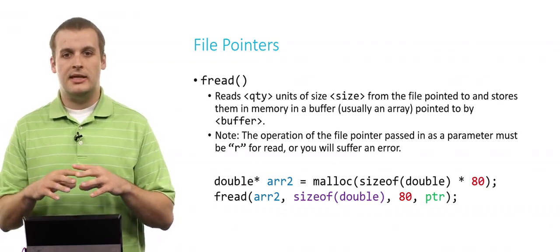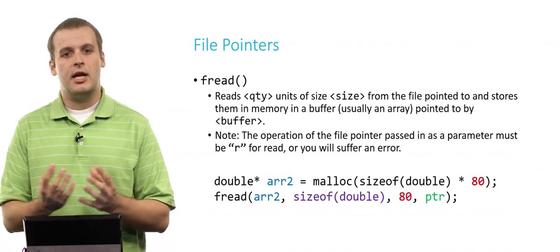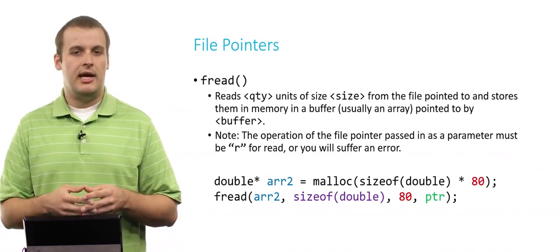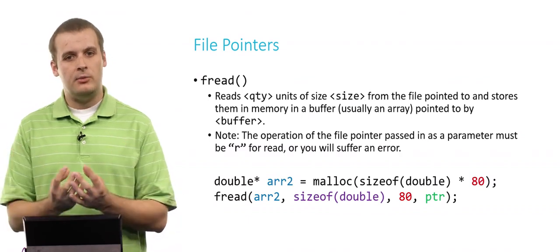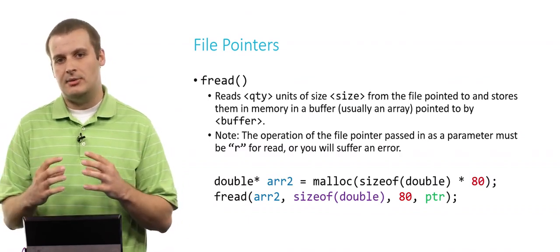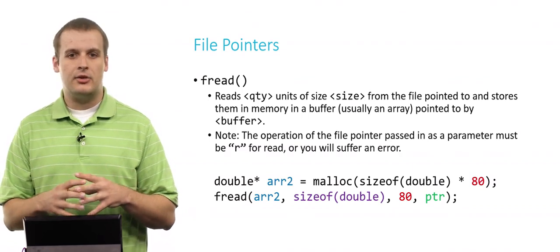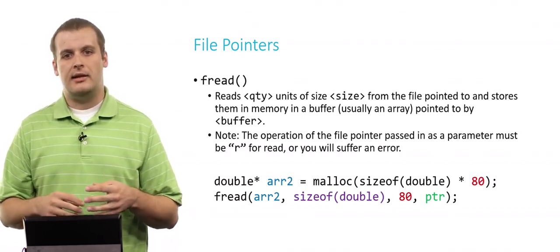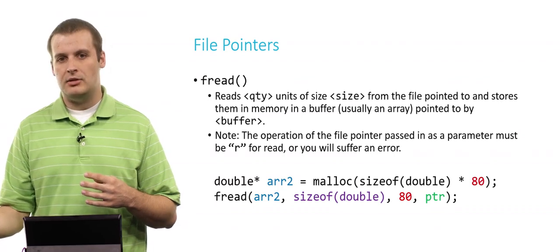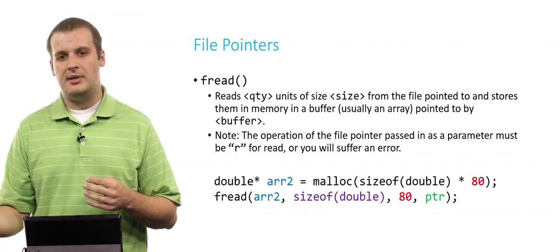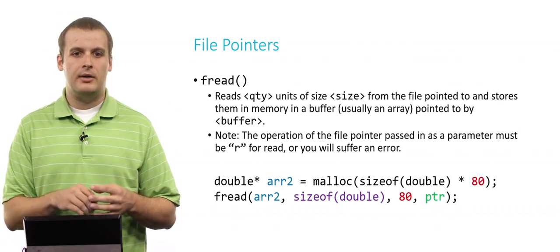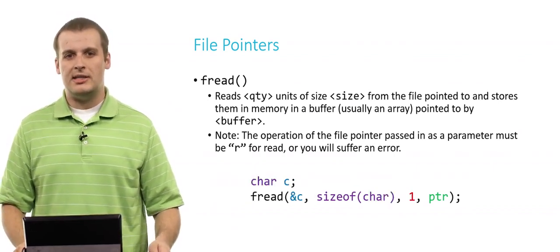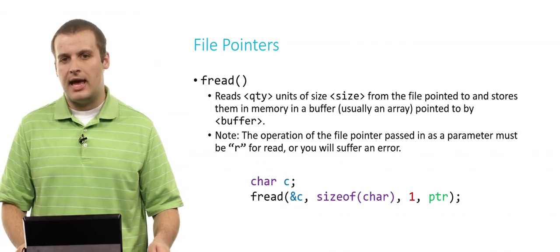It still is, in this case, holding 640 bytes of information because a double takes up 8 bytes, and we're asking for 80 of them. We want to have space to hold 80 doubles. So 80 times 8 is 640 bytes of information. And that call to fread is collecting 640 bytes of information from the file pointed to by PTR and storing it now in ARR2. Now we can also treat fread just like a call to fgetc.